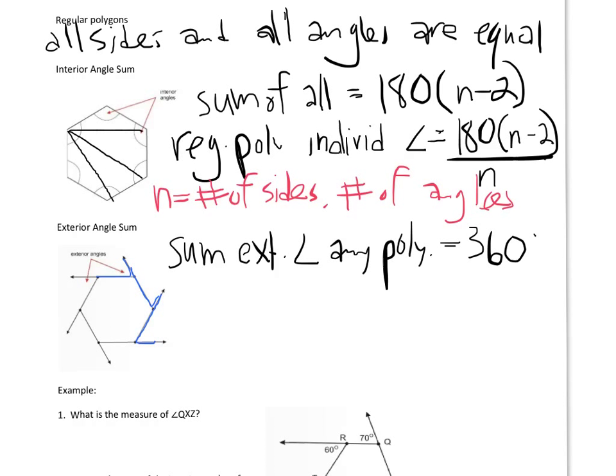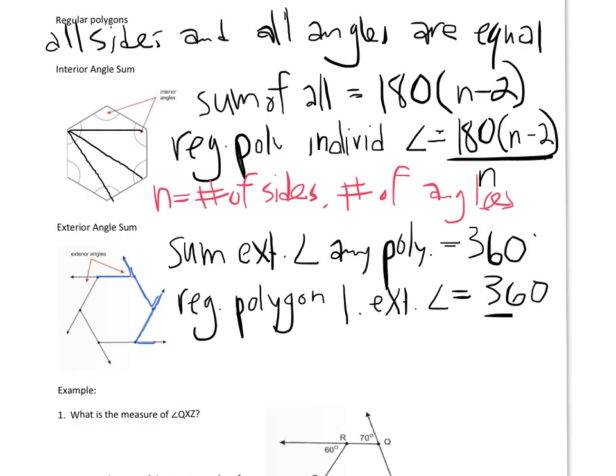But if we just wanted to know one of the exterior angle measures for a regular polygon, because we know that they're all equal, we'd be able to find just that one. You just take 360 divided by the number of sides, or the number of angles.